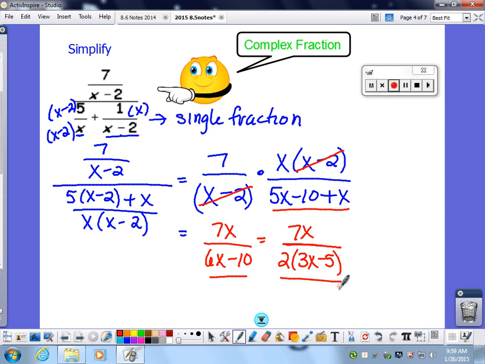All right, so remember, with a complex fraction, when you simplify it, it's only allowed to be a single fraction. Complex fractions just mean a fraction over another fraction.